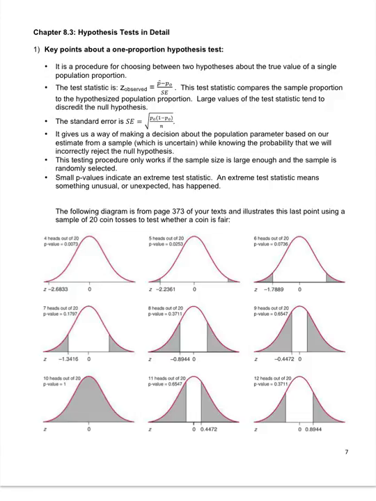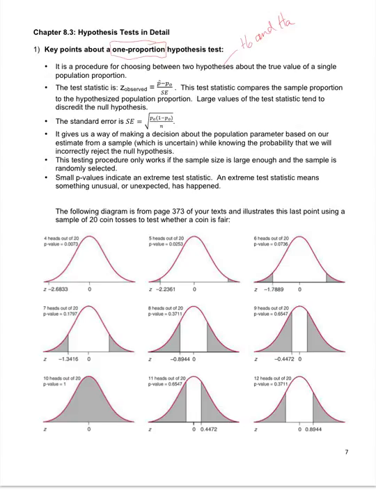Okay, this is chapter 8.3, hypothesis tests in detail. So some key points about a one proportion hypothesis test. And keep in mind, in chapter 9, we'll take a look at the hypothesis test for sample means. All right, so first bullet, it is a procedure for choosing between two hypotheses, where you have the null hypothesis and the alternative hypothesis. So we're choosing between those two hypotheses about the true value of a single population proportion.